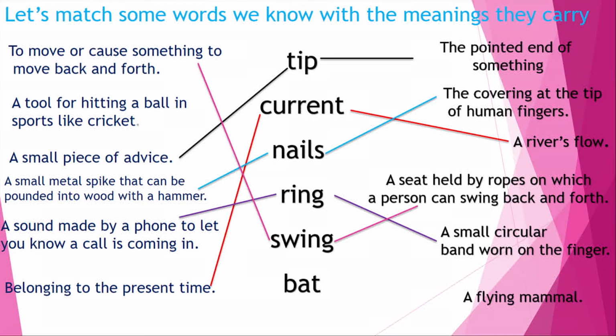And lastly, bat, a flying mammal. So you would have seen one on the previous slide. You might see some flying around in the night time or whatever. So it's a flying mammal referred to as a bat. And last one, a tool for hitting a ball in a sport like cricket. So you have your cricket bat. Each of those words there have more than one meaning to them. And that's what we mean by multiple meaning word. So good job on that one.